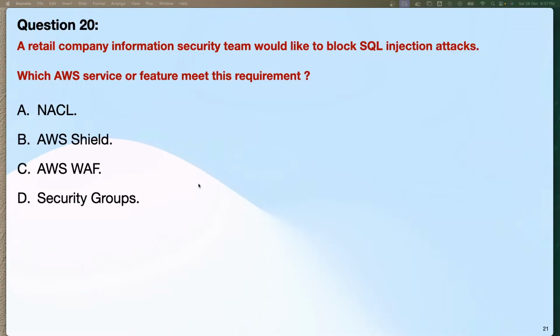So remember, network ACLs and security groups are primarily for securing the network traffic and port traffic, but WAF, web application firewall, is primarily meant for SQL injection attacks or prevention. AWS Shield is for DDoS protection, so the answer here is C.